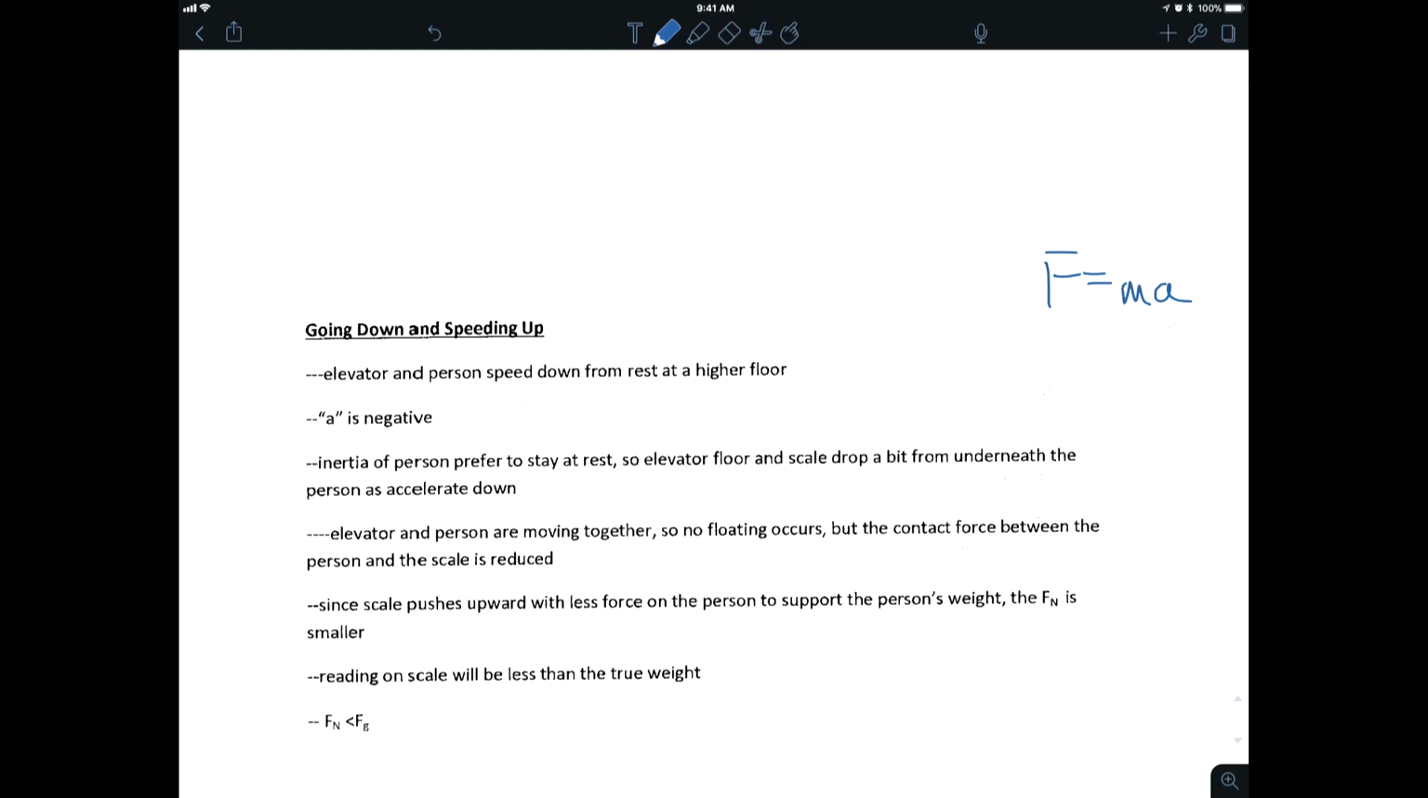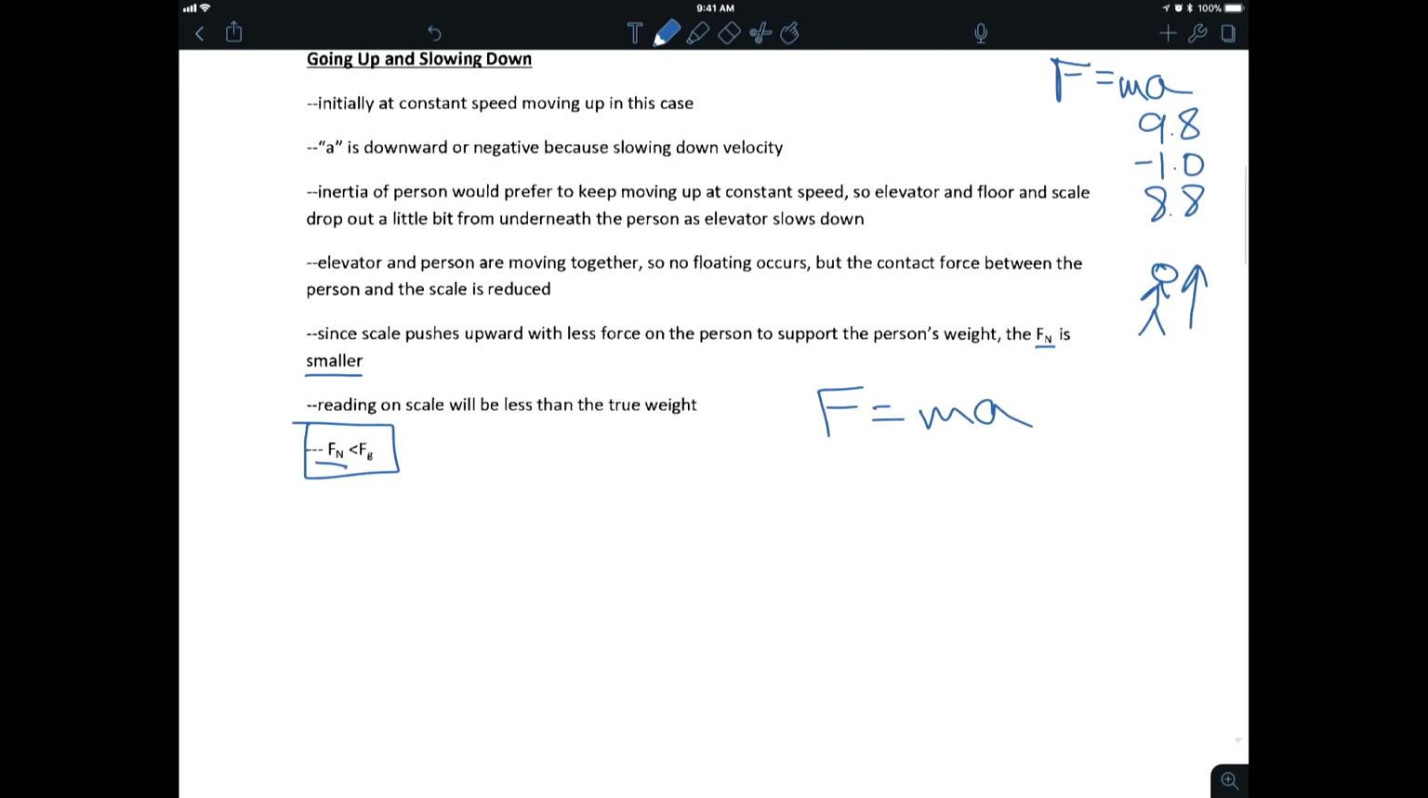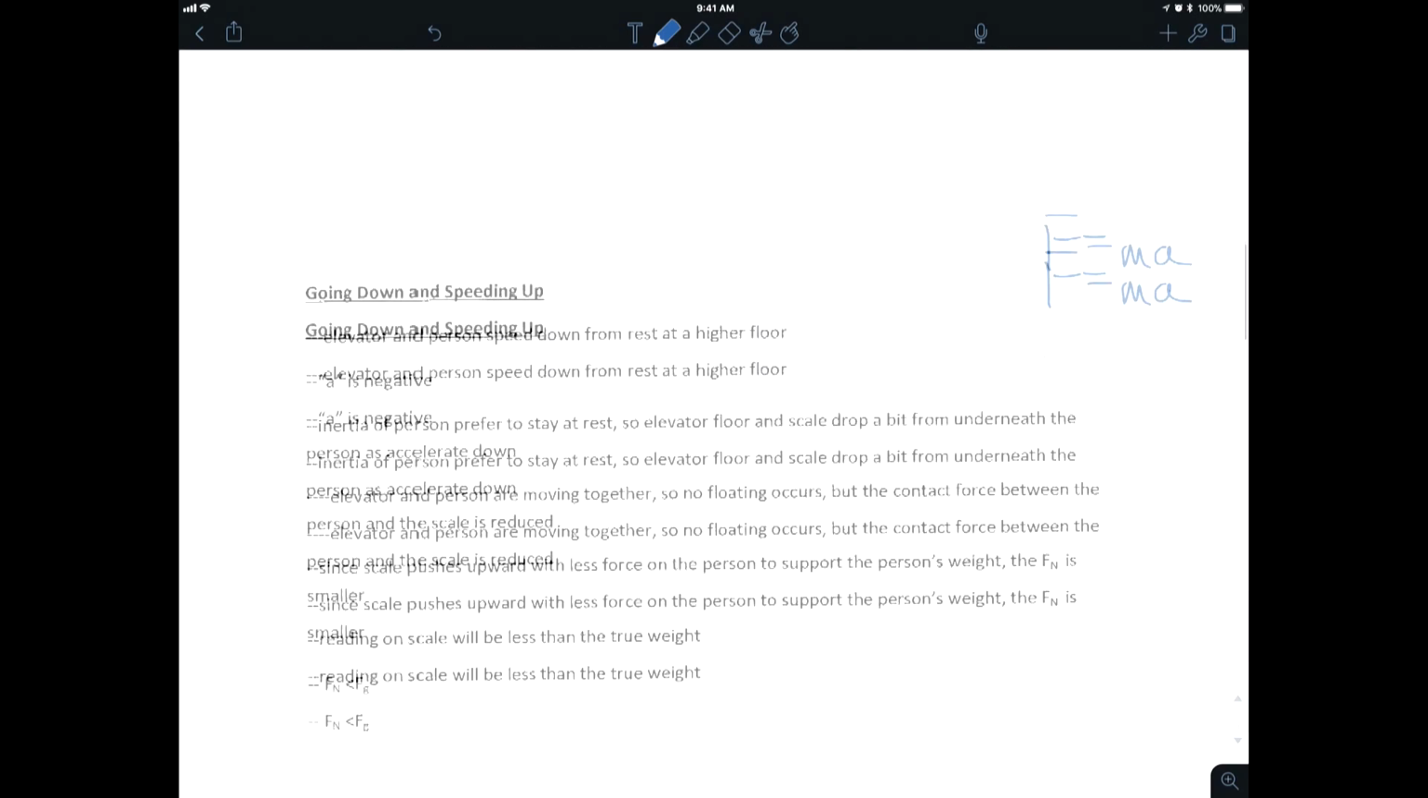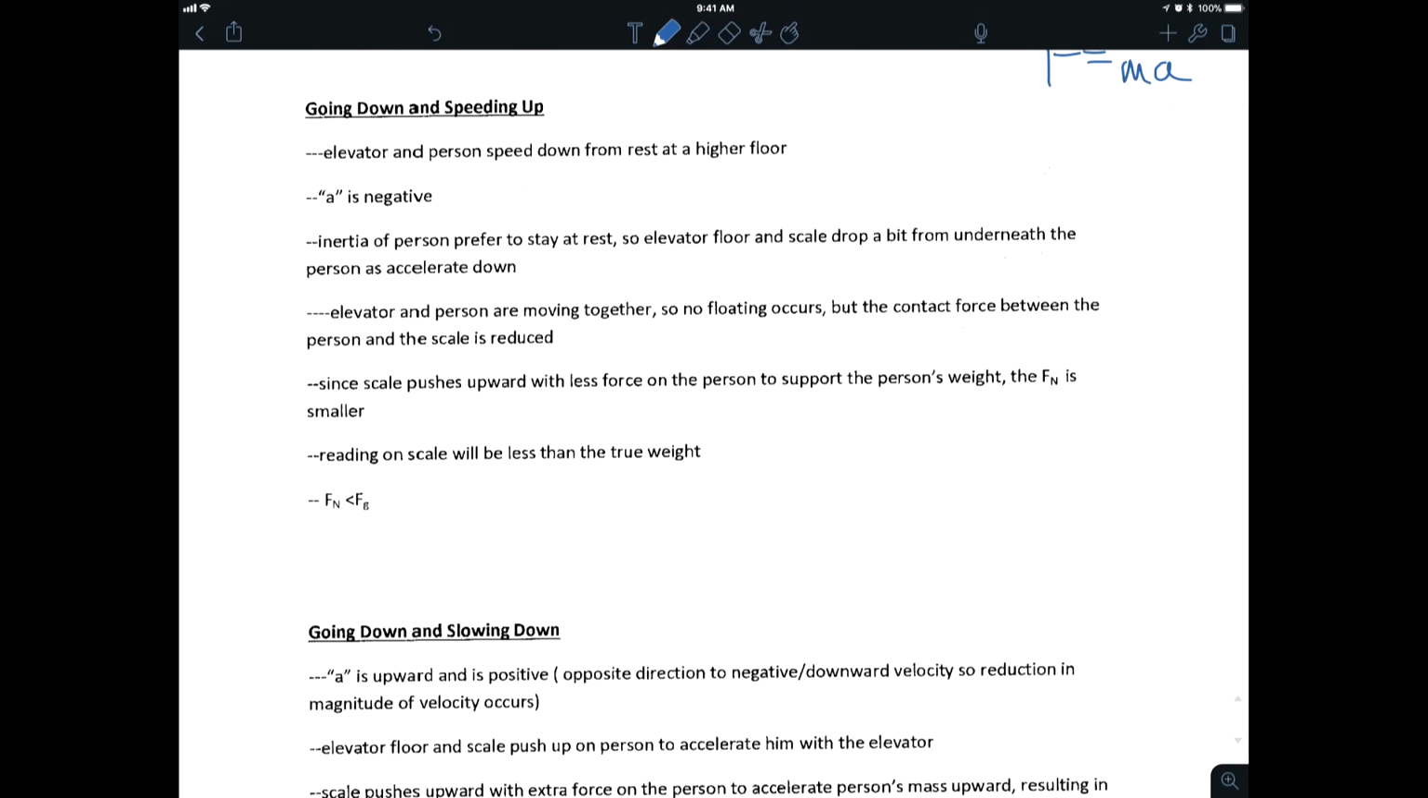So a is negative. Again, negative 1 meter per second squared. It's going to bring us back to the same 8.8 meters per second squared on Earth. Inertia of the person prefers to stay at rest. So elevator, floor, and the scale drop out from underneath the person as they accelerate downward. Elevator and person are moving together, so no floating actually occurs. But the contact force between the person and the scale is reduced.